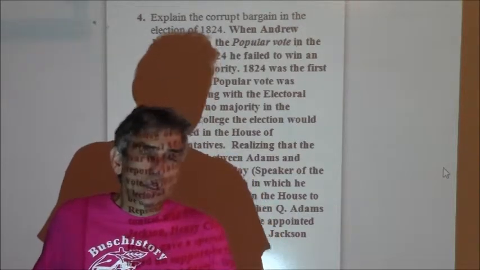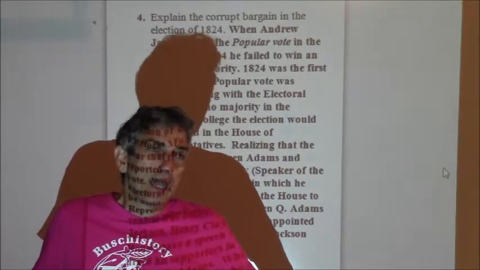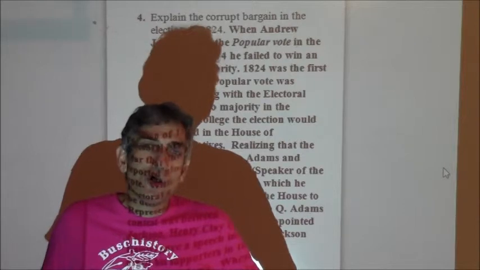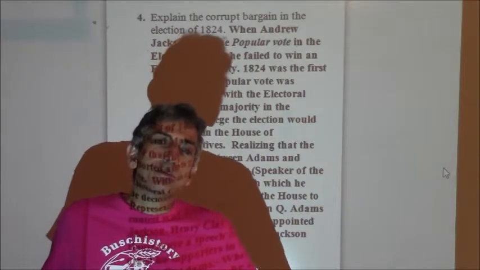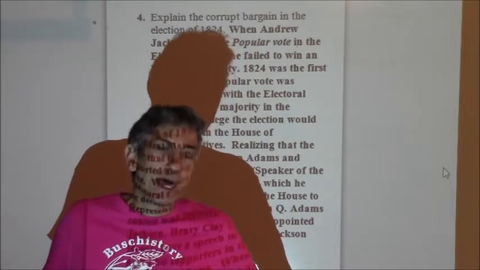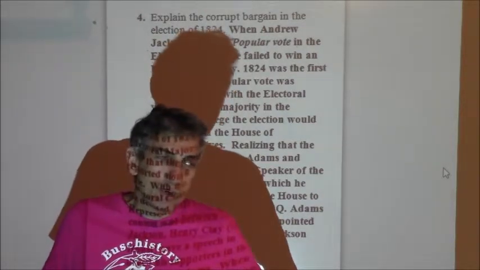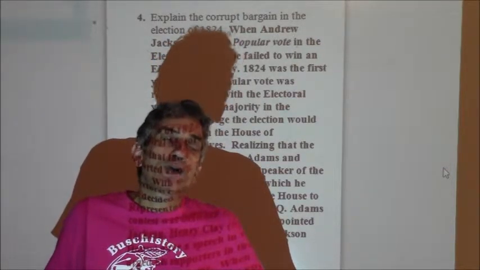So behind closed doors in the House of Representatives, Henry Clay and Quincy Adams have a long discussion. Quincy Adams comes out with Henry Clay. Henry Clay gives a speech in which he says, I'm not going to be running for president. I'm going to let the House of Representatives decide this one between Quincy Adams and Andrew Jackson. And by the way, I urge my supporters to support Quincy Adams.